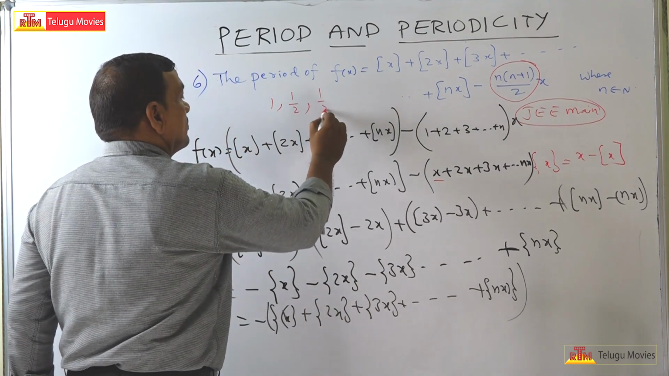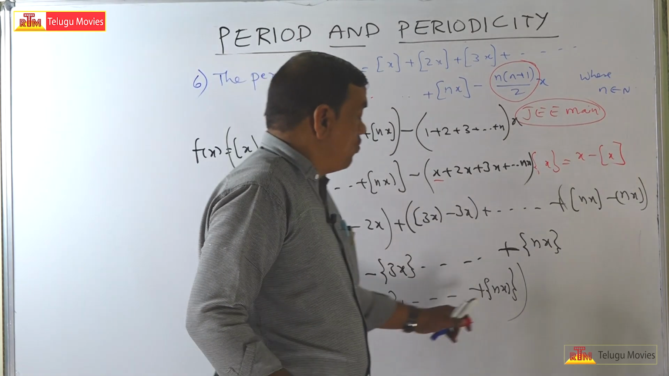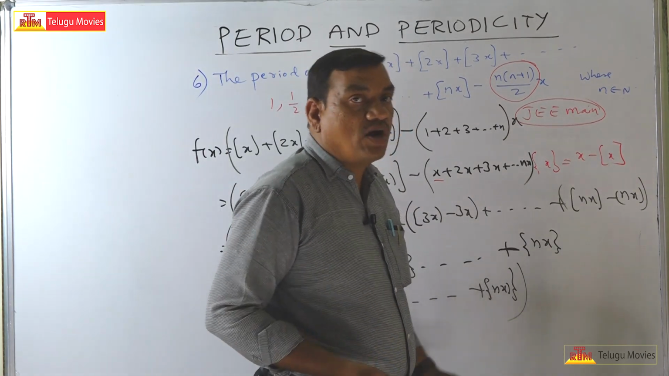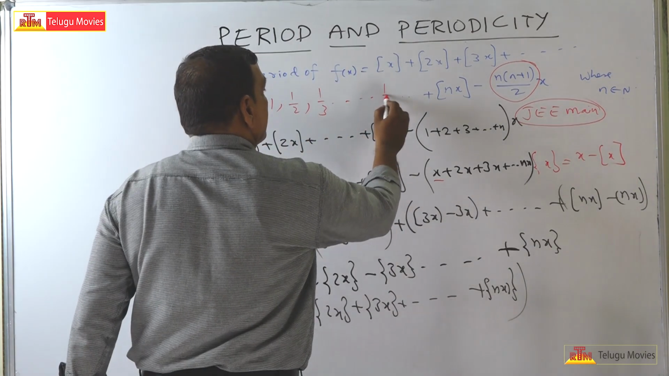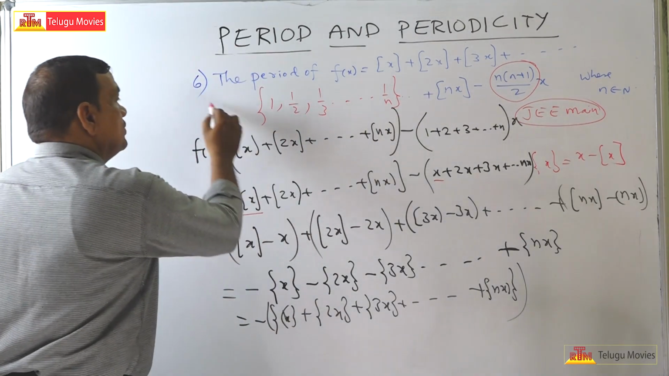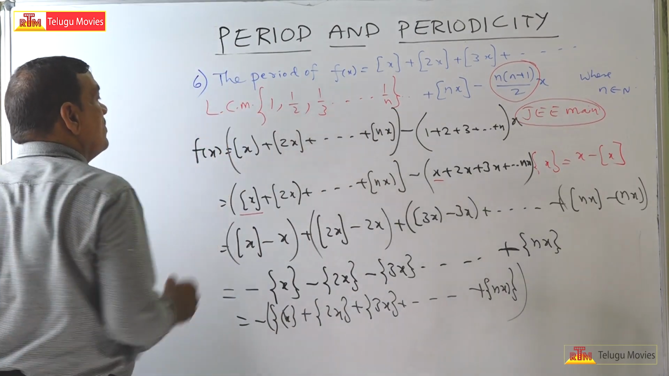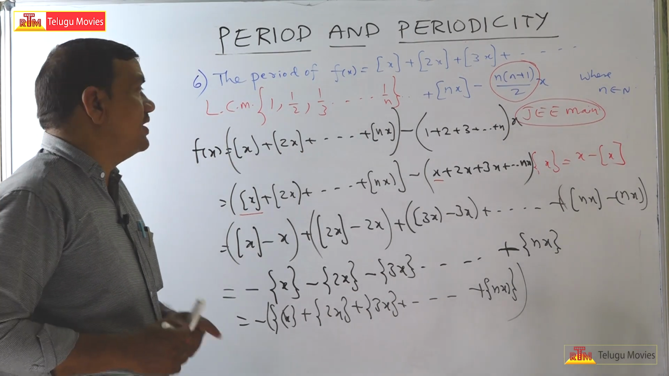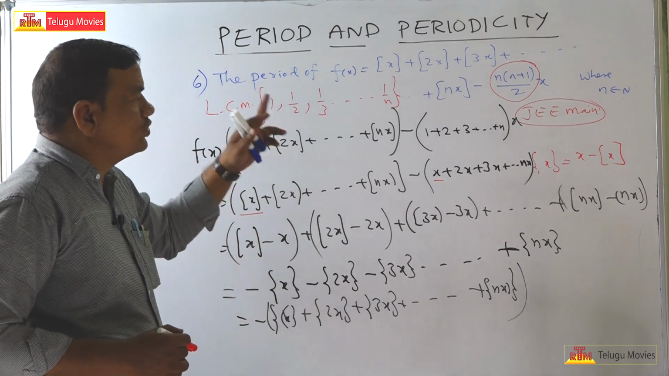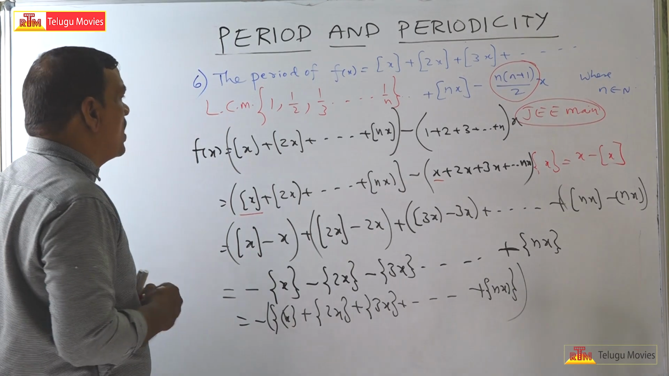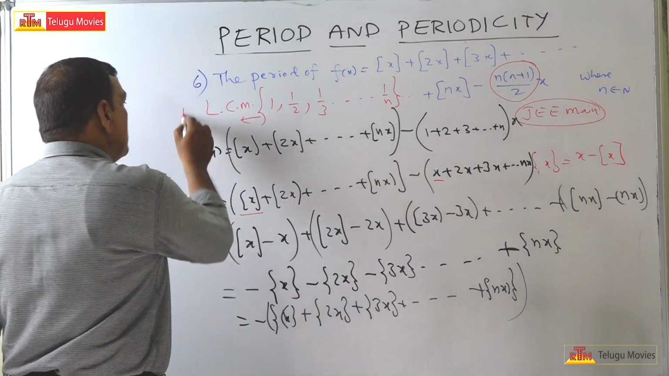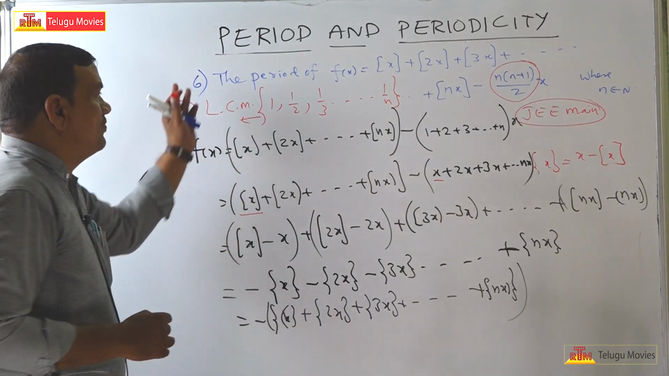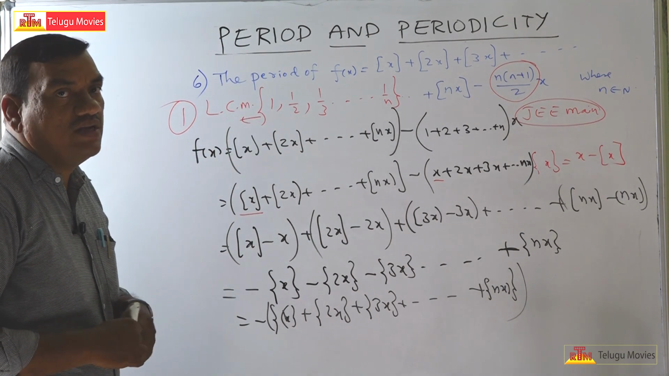1 by 3, and so on. What is the period of the fractional part of nx? For 1, 1 by 2, 1 by 3, and so on up to 1 by n, you have to take the LCM, the least common multiple. What is the least common multiple? 1 is the common multiple. So the period of the given problem is 1.